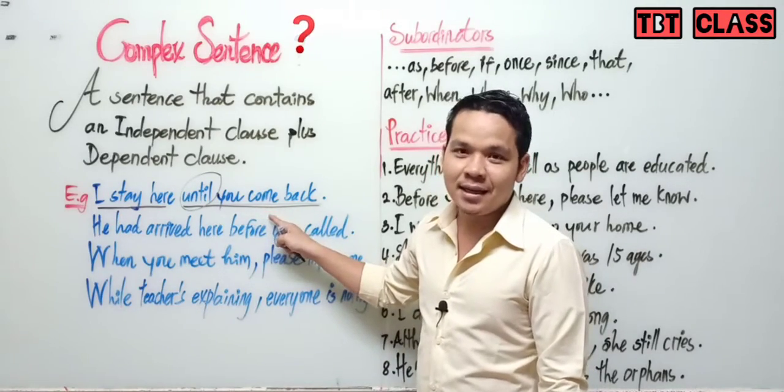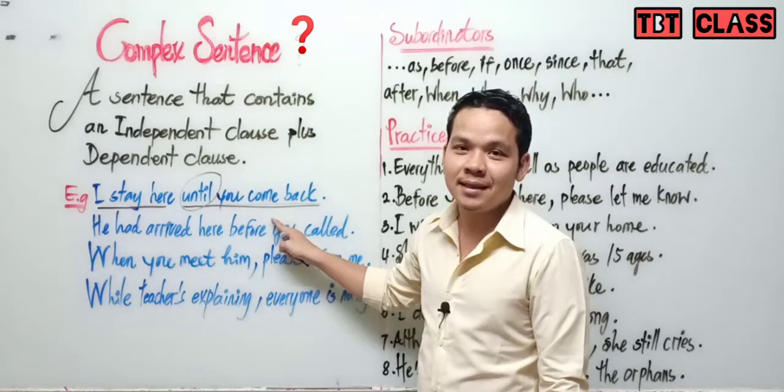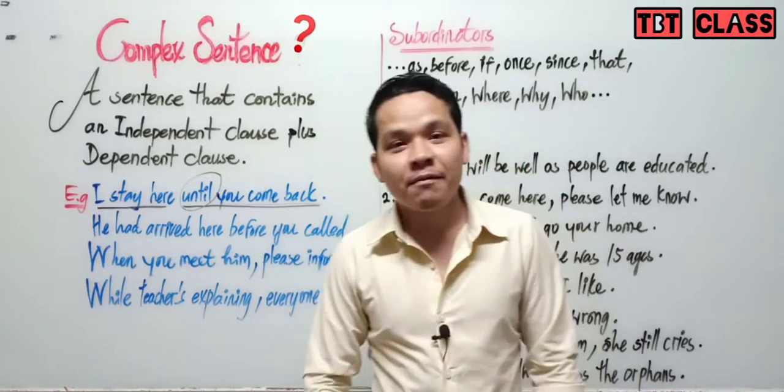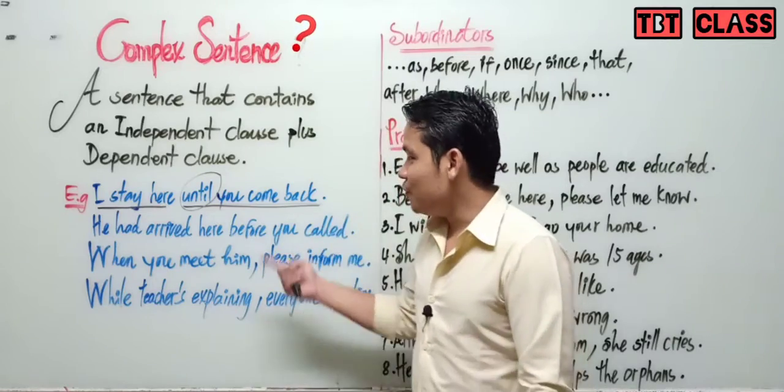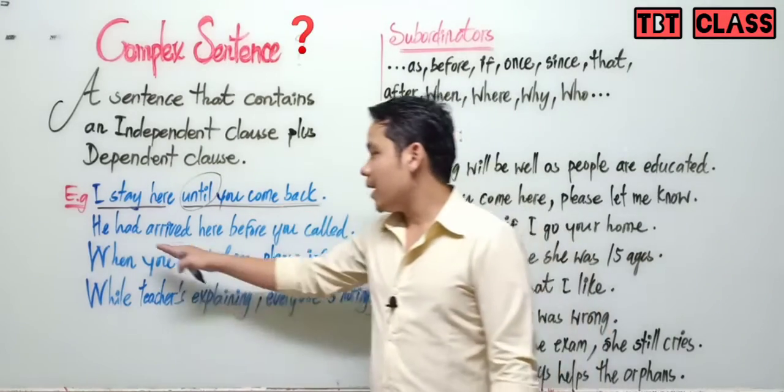Exactly, it is a sentence, of course, but it doesn't have its own meaning. It doesn't have enough meaning to understand. We call it a dependent clause. So look at another one.